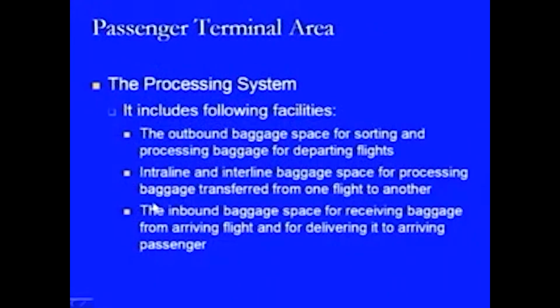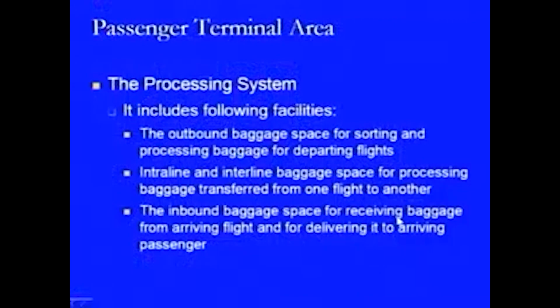Then there is intraline and interline baggage space for processing baggage transferred from one flight to another. That is a condition where a passenger may be taking a connecting flight, and therefore there is a transfer of baggage from one airline to another airline or within the same airline system. Then the inbound baggage space for receiving baggage from arriving flights and delivering it to the arriving passenger. So, that is another processing facility which will be there in any passenger terminal processing system.